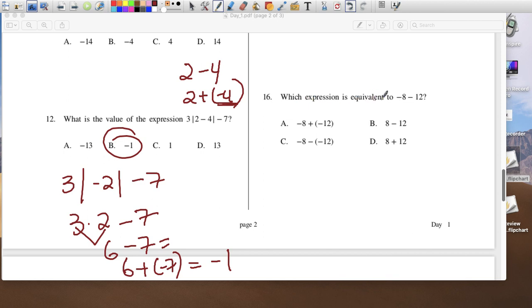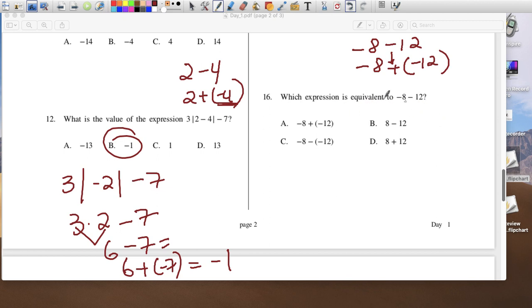Which expression is equivalent to negative 8 minus 12? And I know you guys have a calculator, and you can enter this right away, but it's also nice to know why the answer is that way. Let's change this to an addition problem. Plus, and then 12, the opposite of 12 is negative 12. So now you got two negative numbers we're adding, so they're all friends. So you're going to have a much larger group of negatives.